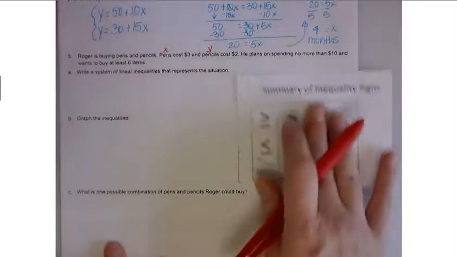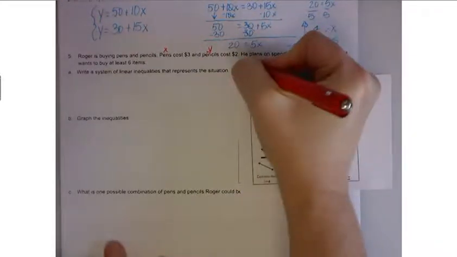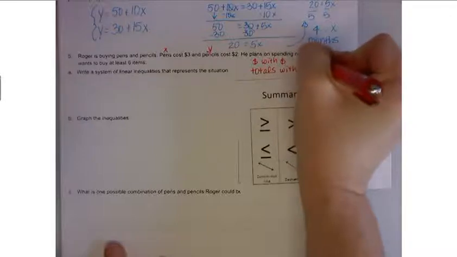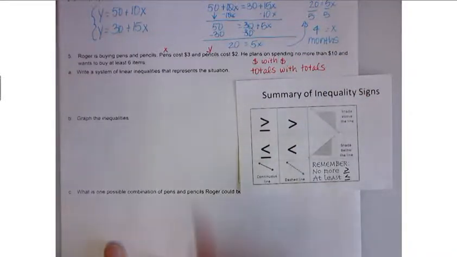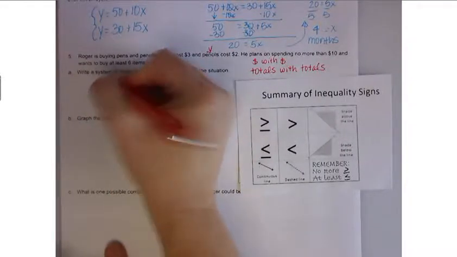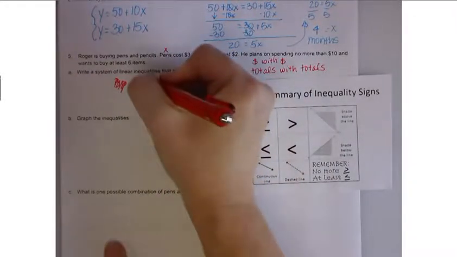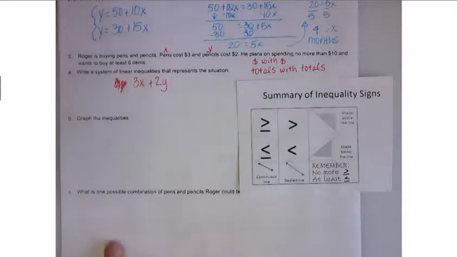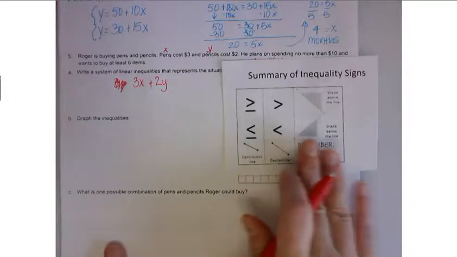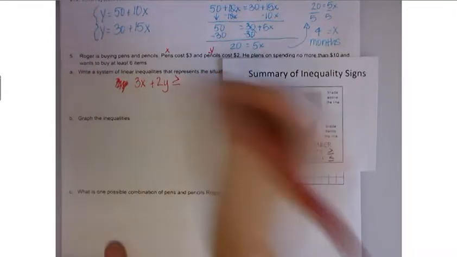First thing we need to remember is that we're going to keep money with money, totals with totals. Okay? So if we're keeping money with money, we know that pens are $3, but we don't know how many pens. Oh, I just did that. Bad me. 3x. Because x is going to be our pens. Okay? Plus we know that pencils cost 2, but we don't know how many pencils. It says that he's spending no more than $10. That's where you want to use this sheet, because down here it says no more. We're going to use this sign. $10.